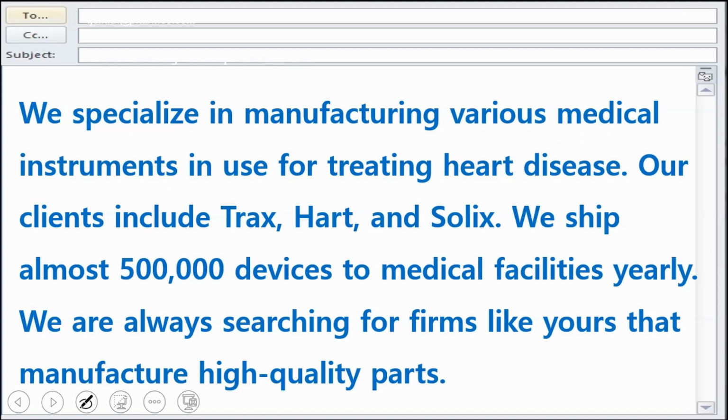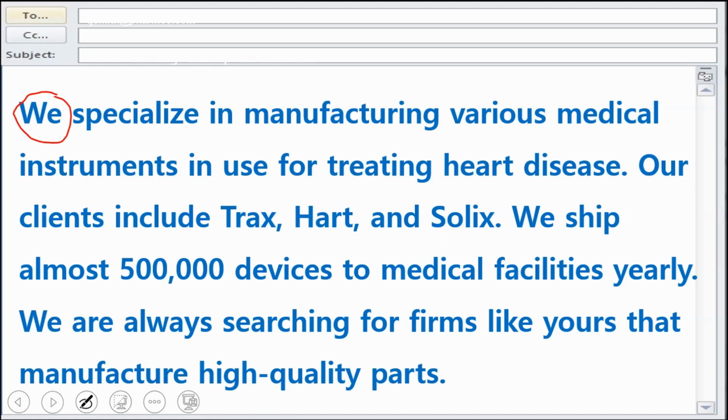You could also write something like this. This is a little bit longer. We specialize in manufacturing various medical instruments in use for treating heart disease. Now again, it's a good idea to use "we." It's kind of like what we call the royal we. Instead of saying "my company specializes in," that sounds a little bit elementary. It sounds more professional if you say "we," because you're representing your company.